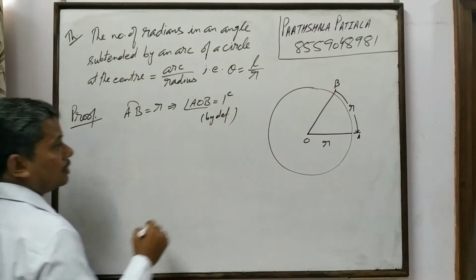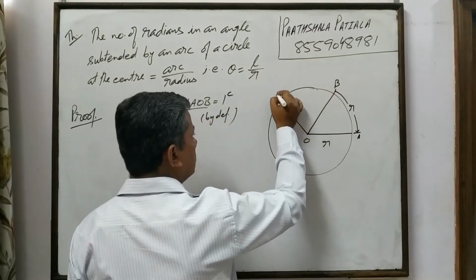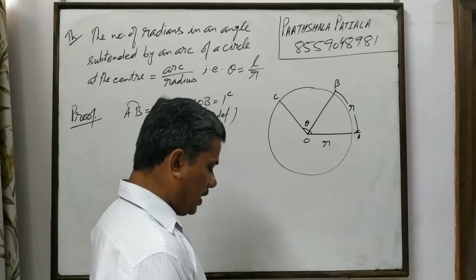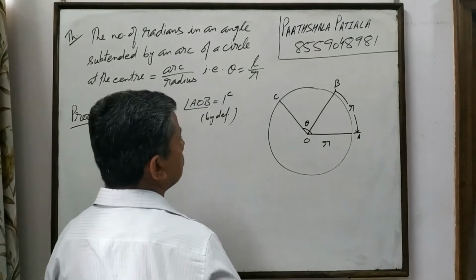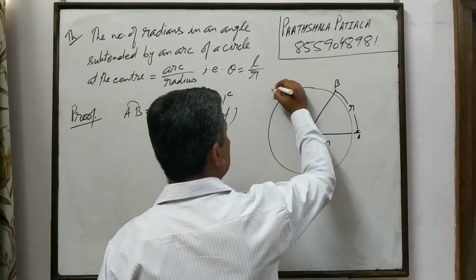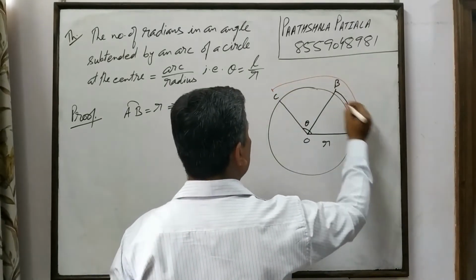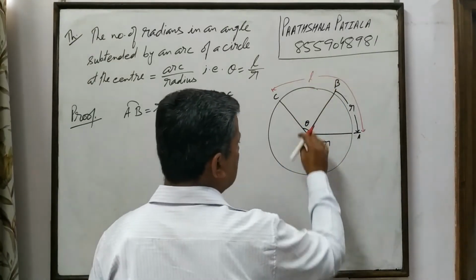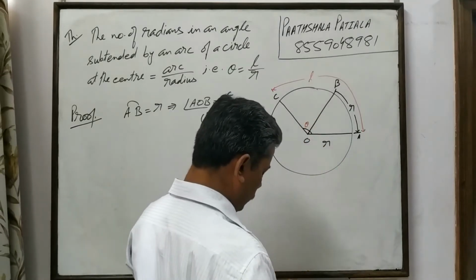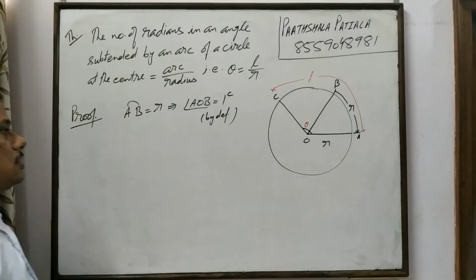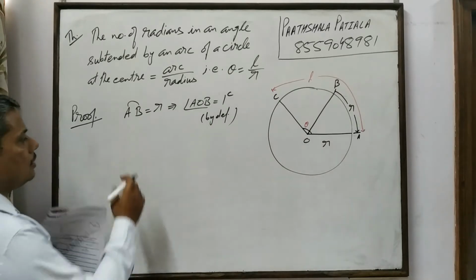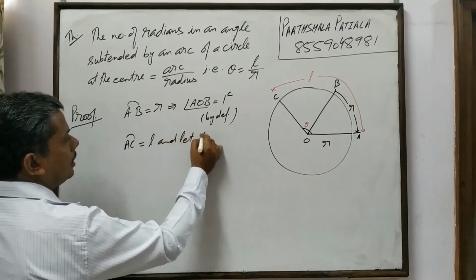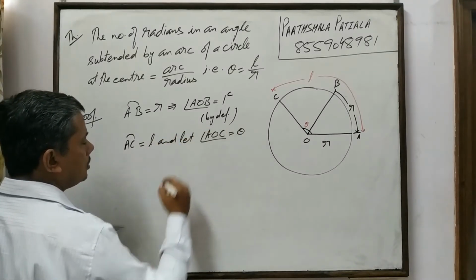Next, cut off another arc AC so that angle AOC is equal to theta and arc AC is equal to L. The length of arc AC is L and the angle subtended by it is theta. Let angle AOC be equal to theta.